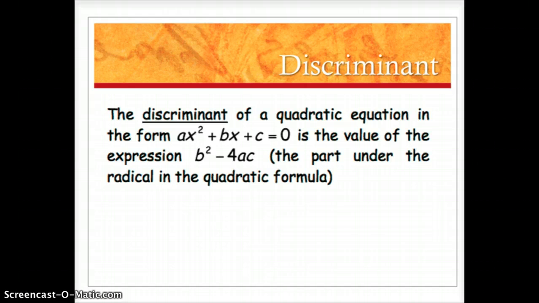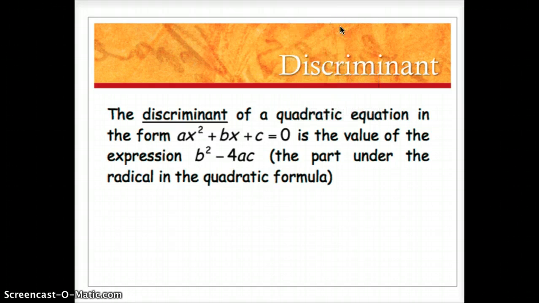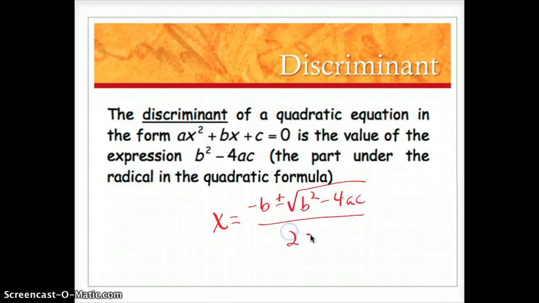And if you're going to recall, b squared minus 4ac is the part underneath the radical in the quadratic formula. So if I was doing x equals negative b plus or minus the square root of b squared minus 4ac all over 2a, right here, this part underneath the radical, b squared minus 4ac, that's called the discriminant. So we're going to use it to solve some problems, and first I'm going to ask you to think about what it might mean.